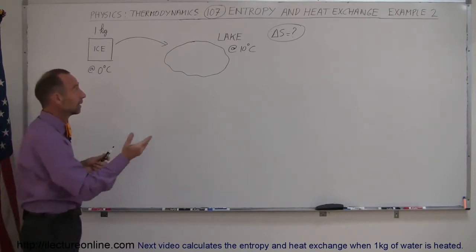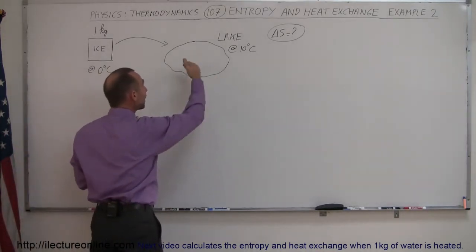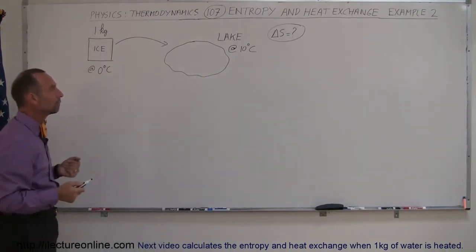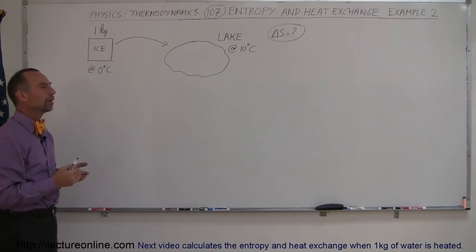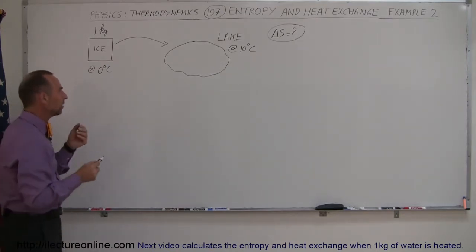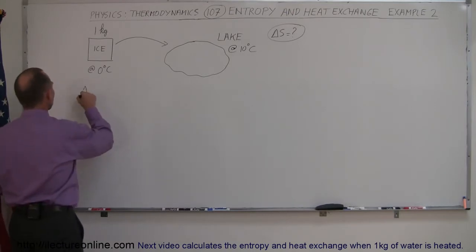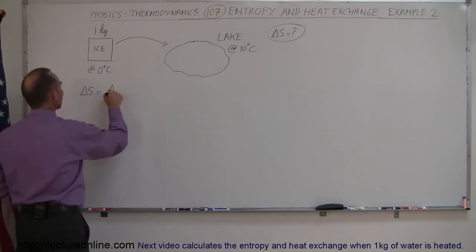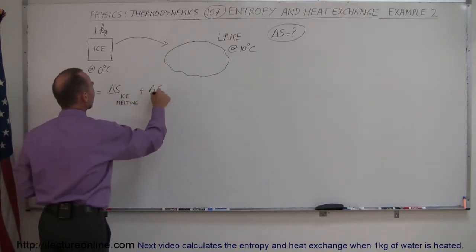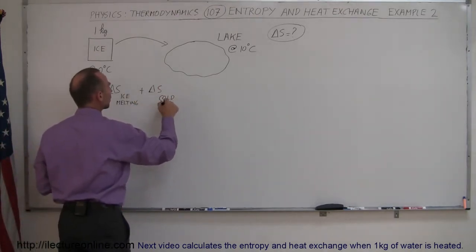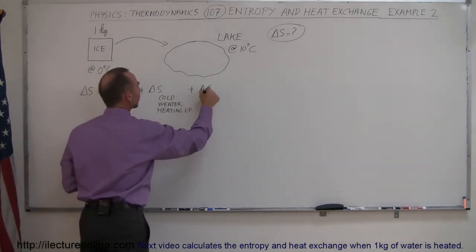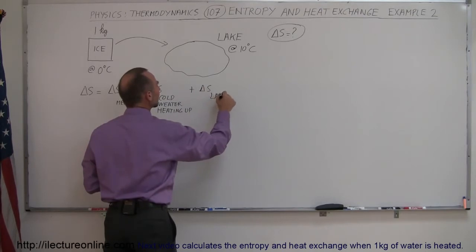At the same time, the lake will be giving away or losing heat because it has to melt the ice and heat that cold water up. So we have an exchange of heat that we have to account for. So we can say that the delta S is going to be equal to the delta S of the ice melting plus the delta S of the cold water heating up plus the delta S of the lake losing heat.